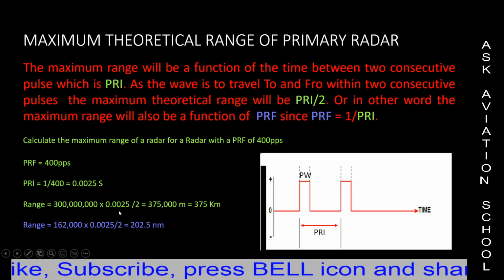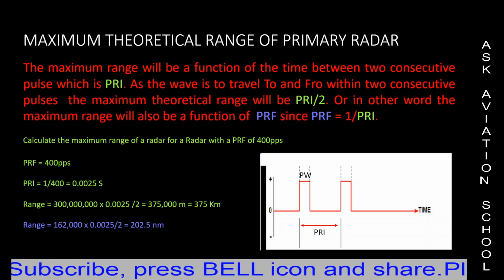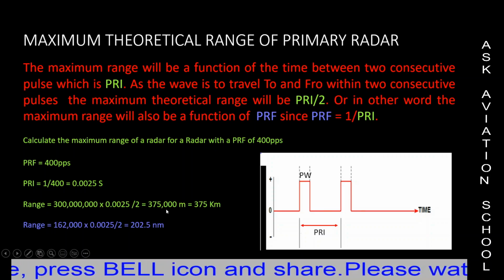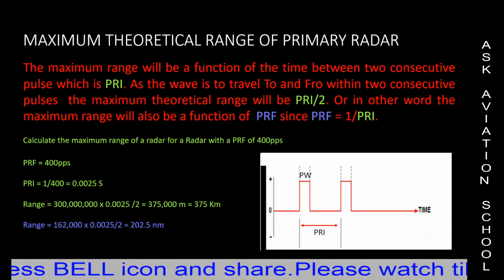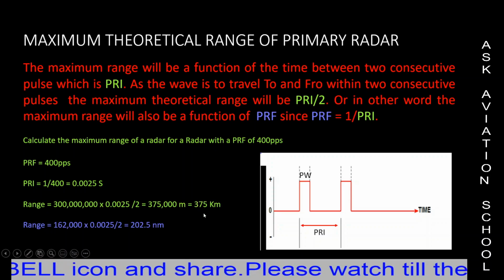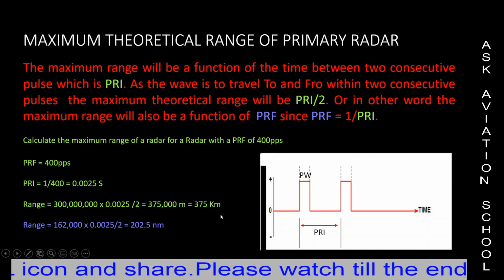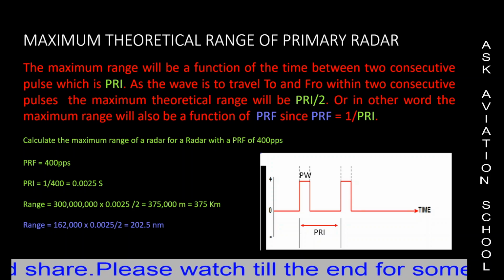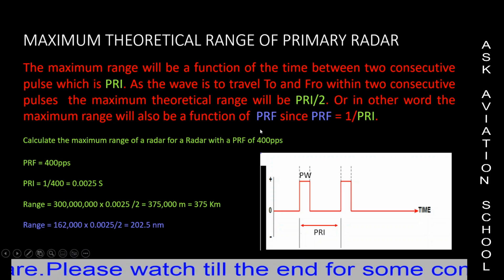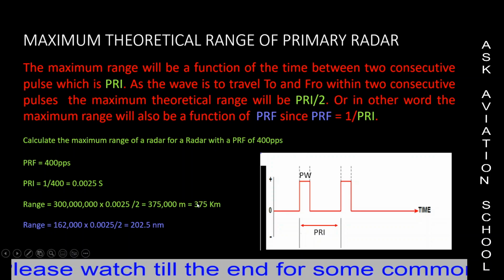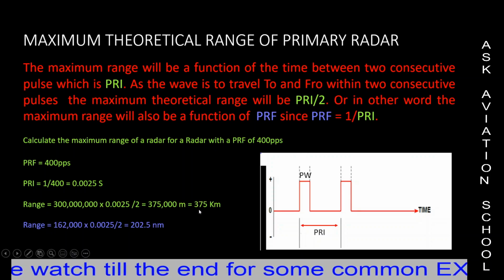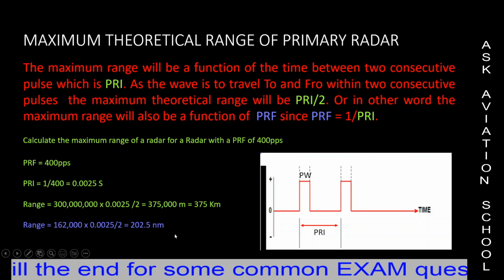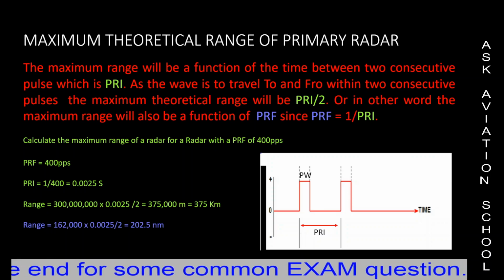So therefore, the range will be 3 into 10 to the power 8 meters per second into the number of seconds, that is 0.0025 upon 2, which is 375,000 meters, which when converted to kilometers gives me 375 kilometers. So therefore, a radar which has a pulse recurring frequency of 400 pulses per second will give me a maximum theoretical range of 375 kilometers, which when converted into nautical miles will be 202.5 nautical miles.